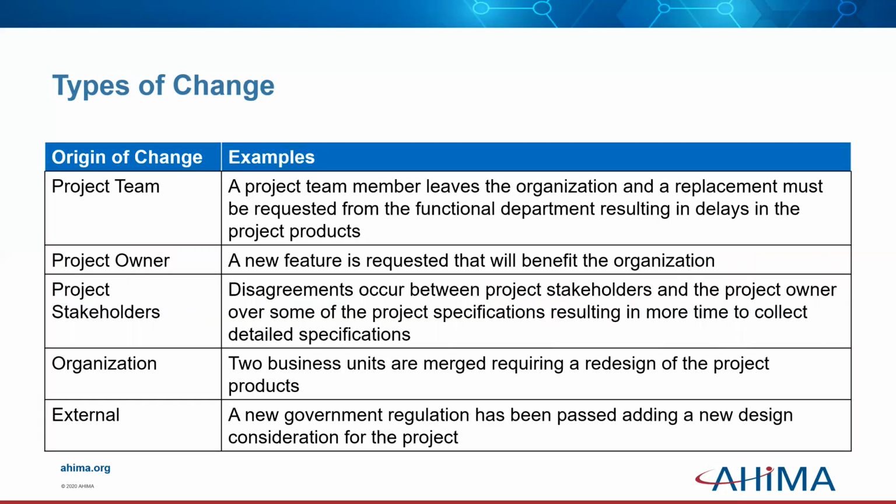So types of change. Project change occurs through several different means. Change may originate from the project team, project owner, project stakeholders, the organization, or the external environment and regulations. Regardless of the source of change, the project manager and project team must respond and shift the project plans to accommodate the change. Also, the project manager must engage the project stakeholders to reset project expectations as a result of that change.